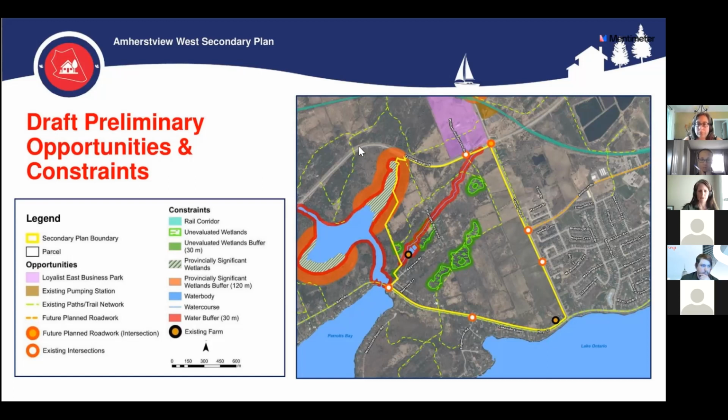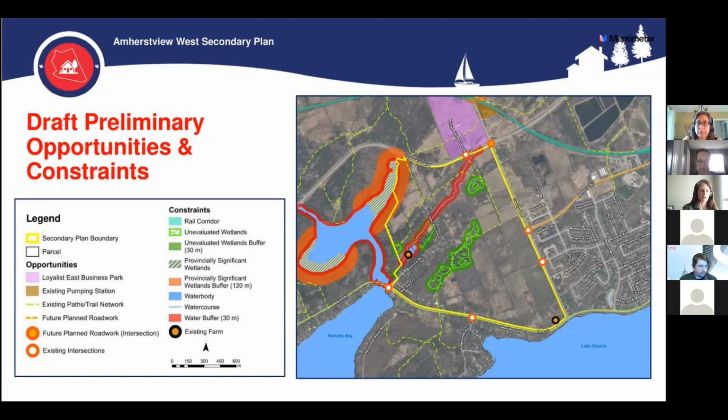Some of the other opportunities: there are planned roadworks at the intersection of County Road 6 and Taylor Kidd Boulevard. There's a future roundabout that will be going in there, and we're aware of future widening of Amherst Drive that has been planned. Some significant opportunities as well.